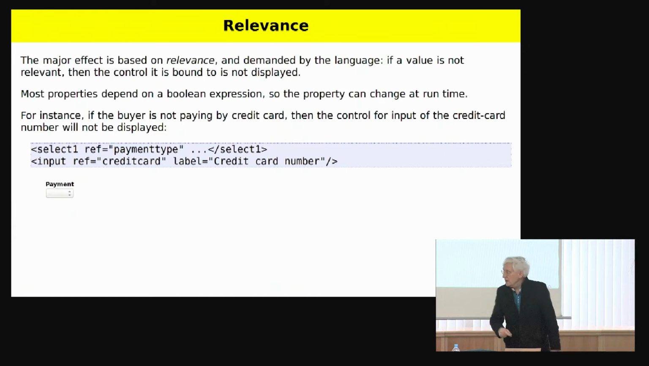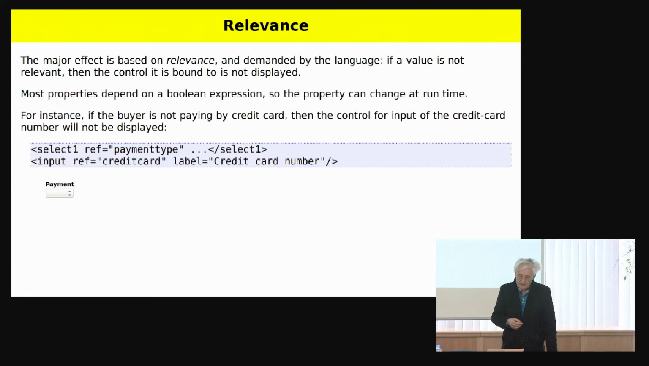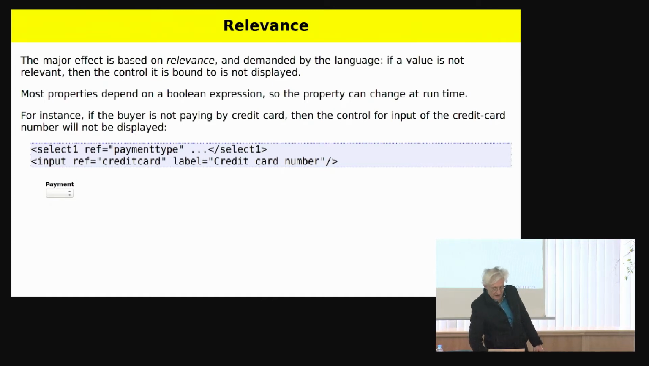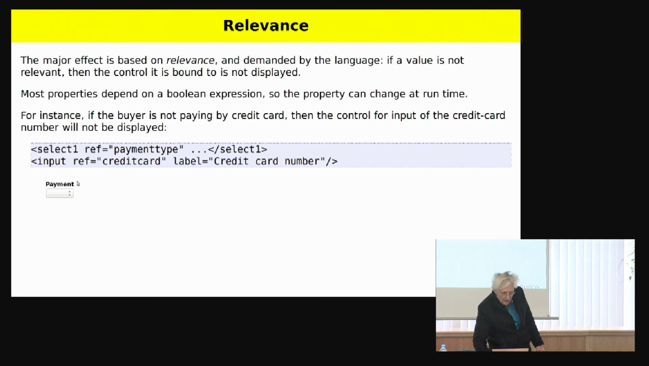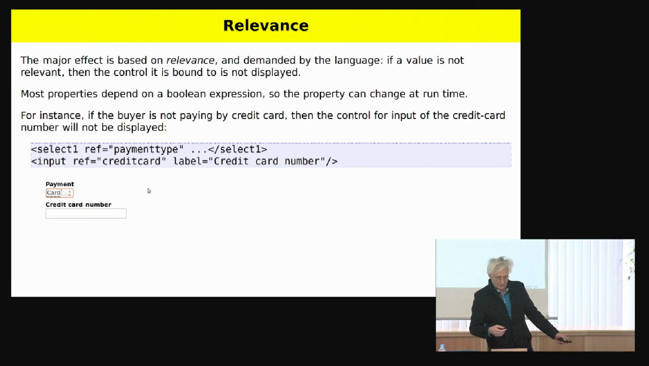So for instance, here, a bit of an application for taking a payment, so you can select the payment type and then input the credit card number. But the credit card number, as you saw in the earlier slide, is only relevant if the payment type is credit. So if I say I'm going to pay by cash, then nothing happens. But if I say I'm going to pay by credit card, then up pops the control. That value becomes relevant, and so the control has to be visible.